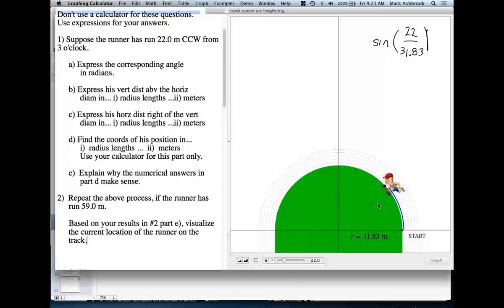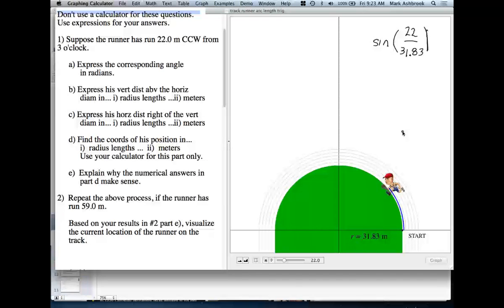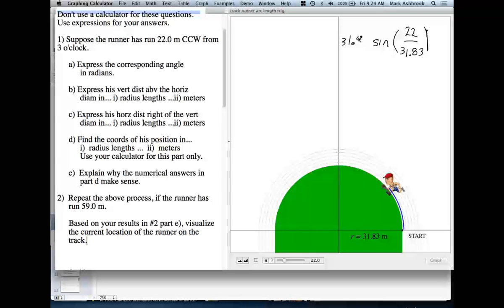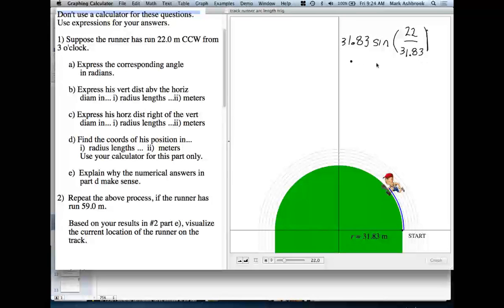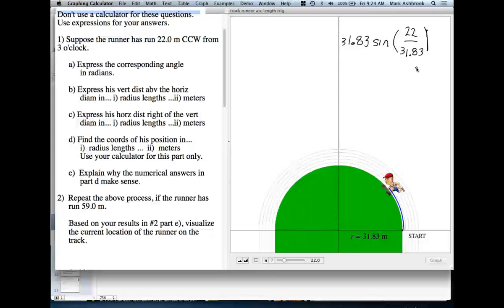Now if we want that vertical distance in meters, how could we get the vertical? Yeah, Evan. Yeah, right. So we know this is a fraction of the radius, right? That's in radius lengths. It's the fraction of the radius he is above. And so if we want to get how many meters he is above, we just take that fraction of 31.83. Okay, so angle is the input. If we just take the sine, we get that vertical distance in radius lengths. If we multiply it by the length of the radius, then we get it in meters.